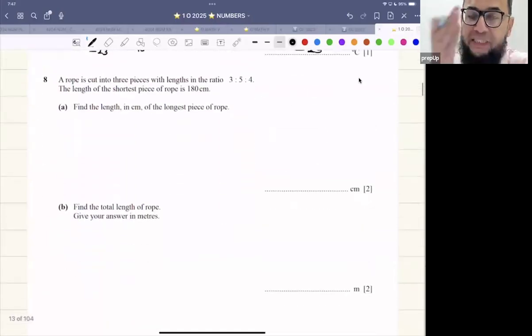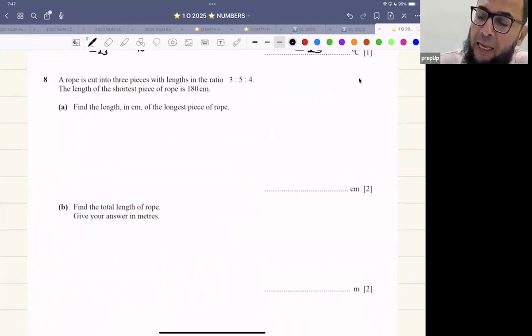A rope is cut into 3 pieces. Now this is ratios. 3:5:4. The length of the shortest piece is 180. Find the length of the longest piece. Now let me do this question in 2 ways. Method 1.